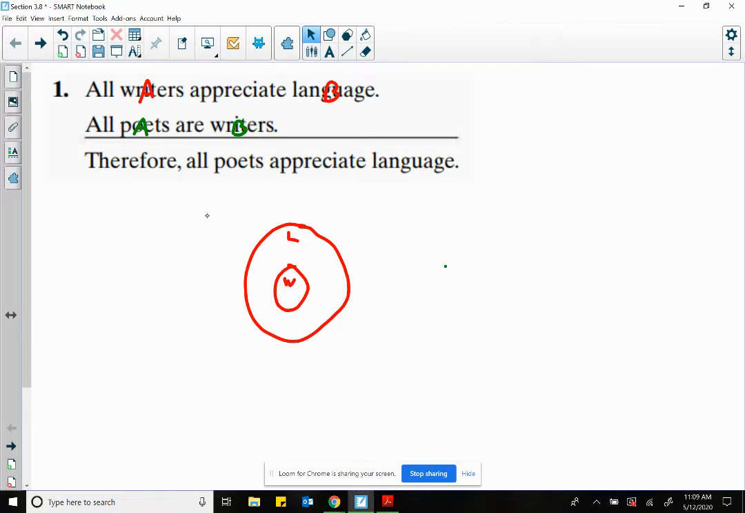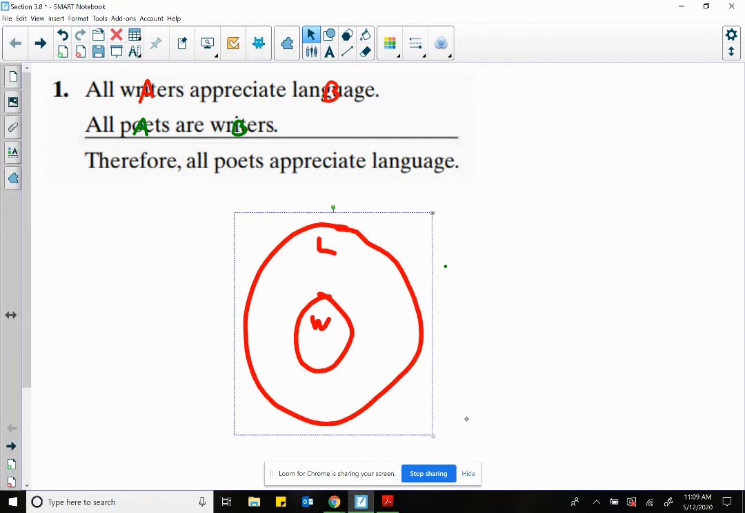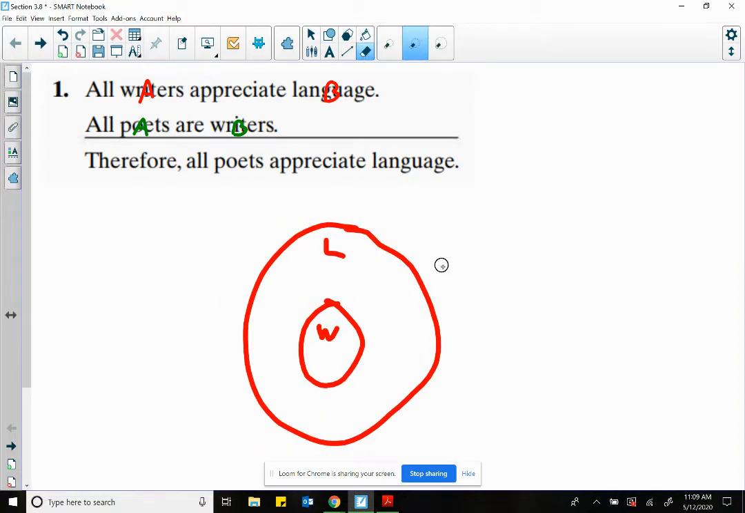So, I kind of made my picture a little small here. Let me do something so I can make it bigger. Woo! There we go. So inside my circle writers here, I need to have a circle for poets.